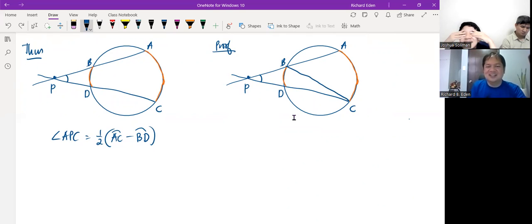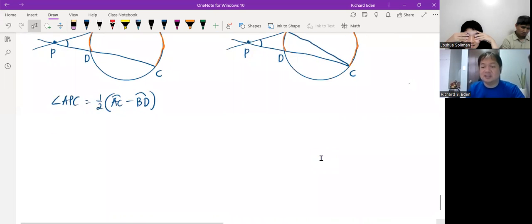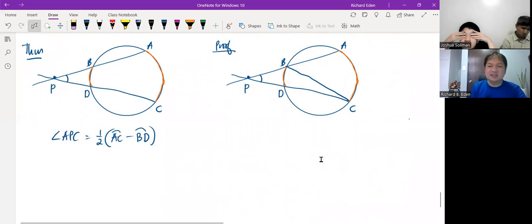Okay, so let's connect BC. Just so we get an inscribed angle corresponding to AC. Okay, because AC is an arc, and then we want an inscribed angle, so we want another point on the circle, not on AC.